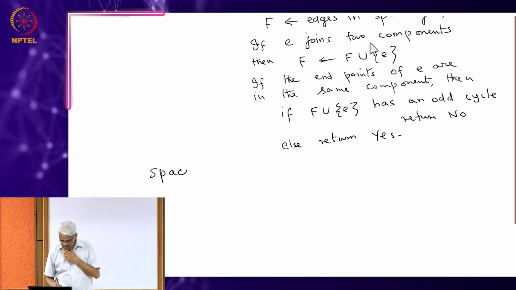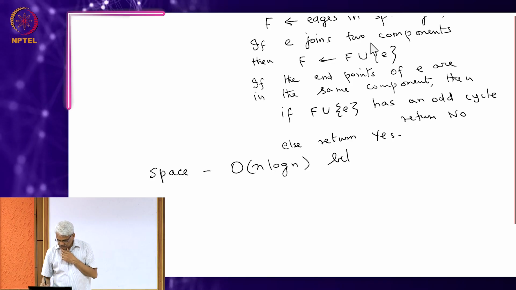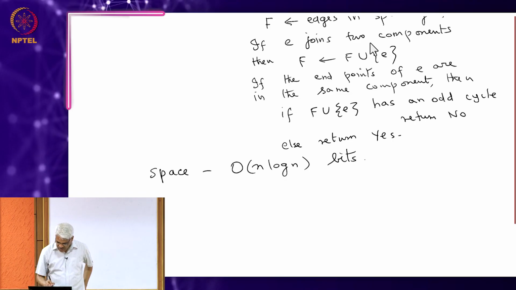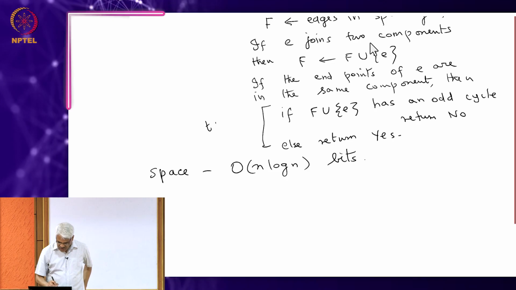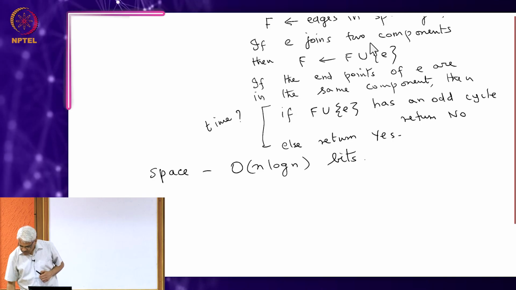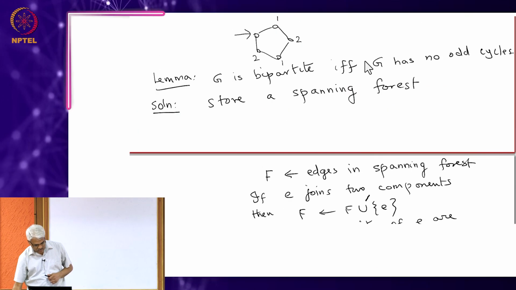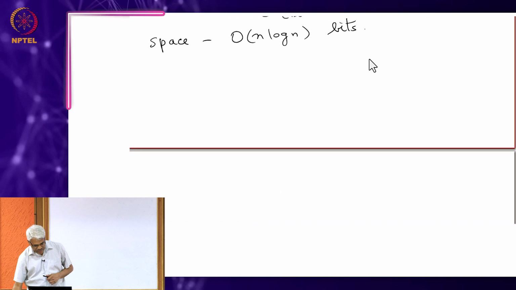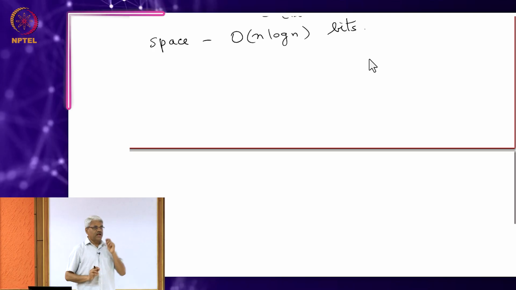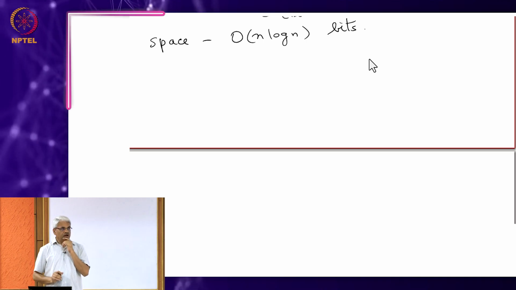So the space is again like before. Let me again remark here, how fast can you do it? It's an interesting secondary question. There is another algorithm for checking bipartiteness. I will mention that. Again, it's based on a black box graph theory theorem, a nice theorem.